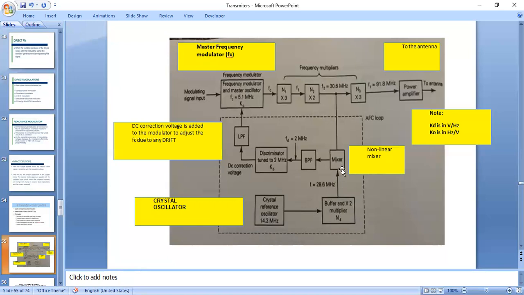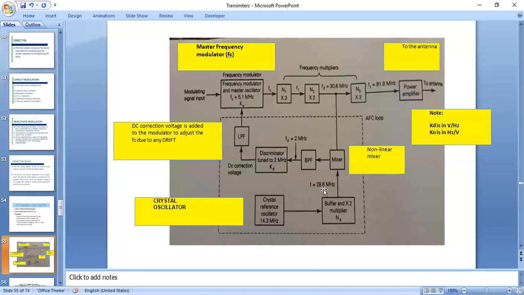So here the mixer is a non-linear mixer. We already discussed the mixer in a superheterodyne receiver. We can convert the frequency to an up level, or we can convert the frequency into a down level. So this is the down converter. So finally, what we will get here is 2 megahertz.